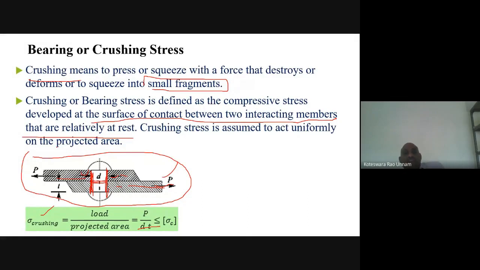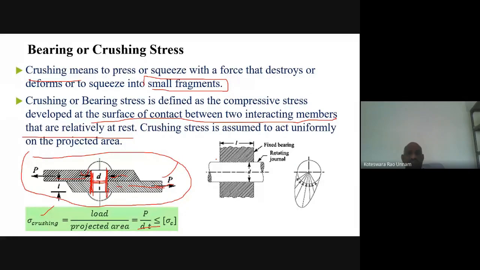Not only this, you may have another kind of example, that is bearings. Whenever a shaft is there, and this is the bearing, hydrostatic or hydrodynamic, whatever kind of bearing it may be, this interface between the bearing and the shaft is subjected to some sort of crushing because of the applied load. Because of that, the bearing pressure is going to create a stress at this interface. The stress we will call a crushing stress.